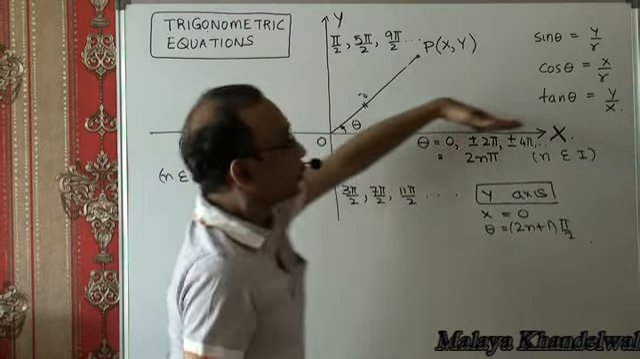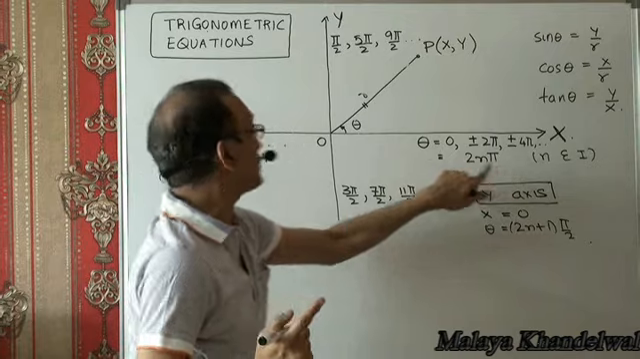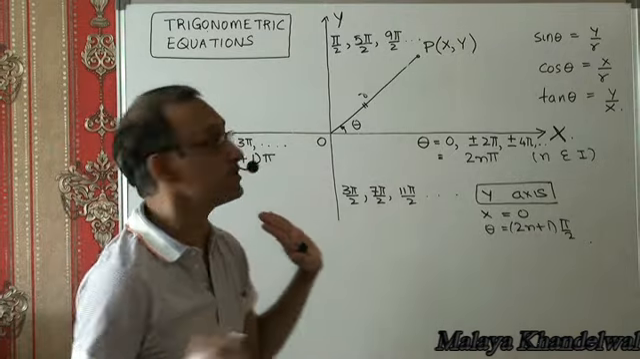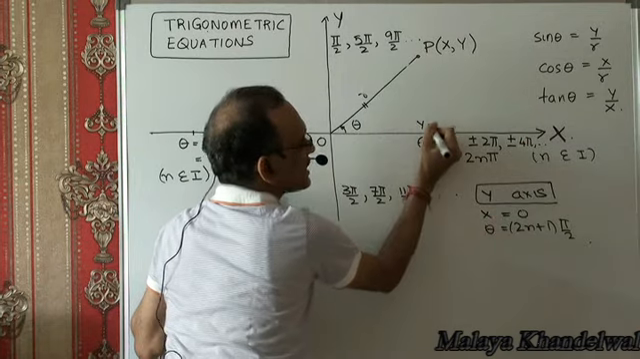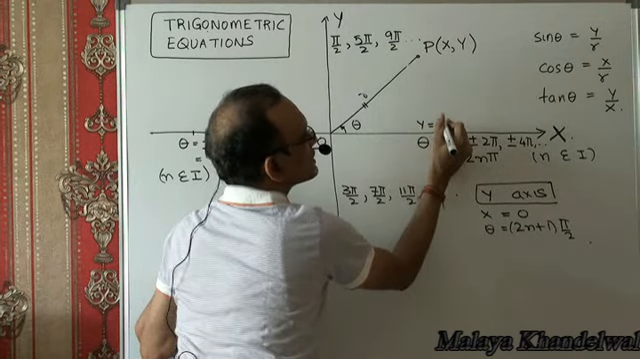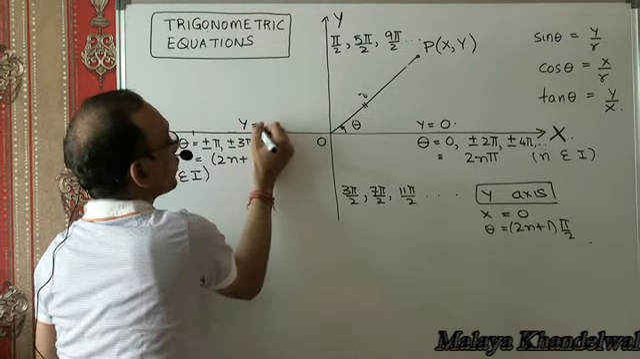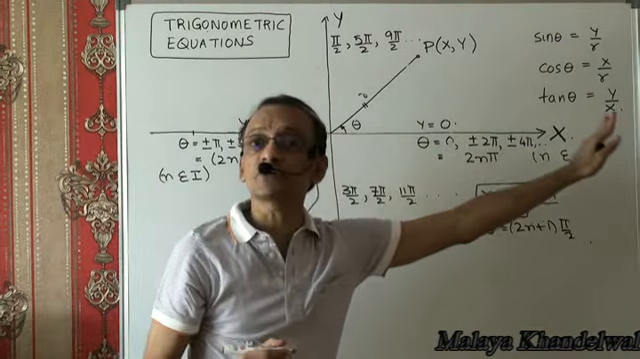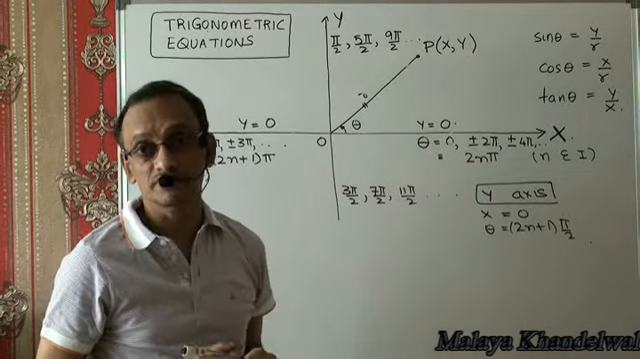And y is 0, that is the x-axis, could be about an even multiple of pi or could be an odd multiple of pi. So, if the rotating line coincides with the positive direction of the x-axis, y is 0. Negative direction of the x-axis, y is 0. But then, these are two different sets of thetas. Even multiple of pi, and this is odd multiple of pi.